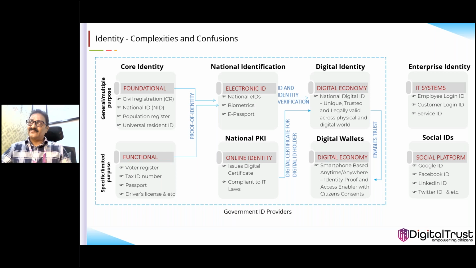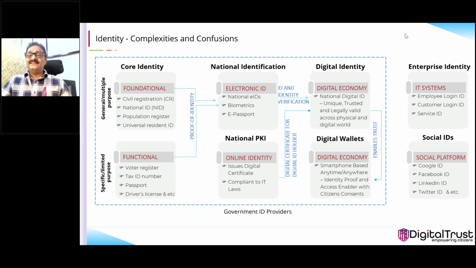For verifying the documents. Now, on top of it, you have social IDs, and you have your corporate IDs. So these are various things that complicate the things further. So digital ID, imagine it.